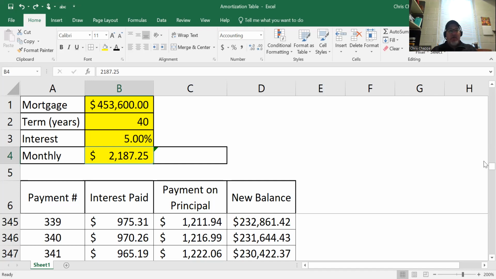So what does all this mean? In this mortgage, if you had a monthly mortgage payment of $2,187.25, but could afford to send 2,500, then you would save in the long run almost $200,000. When you start a mortgage, it is worth your time to play the what if game. What if I sent more money?